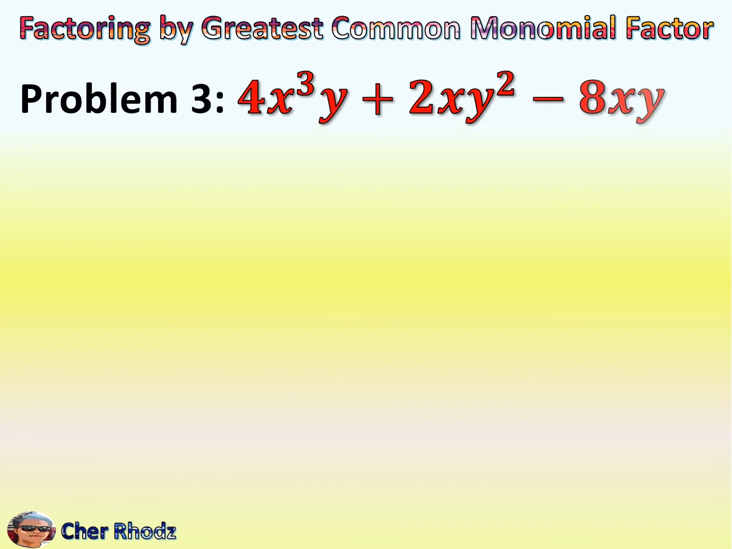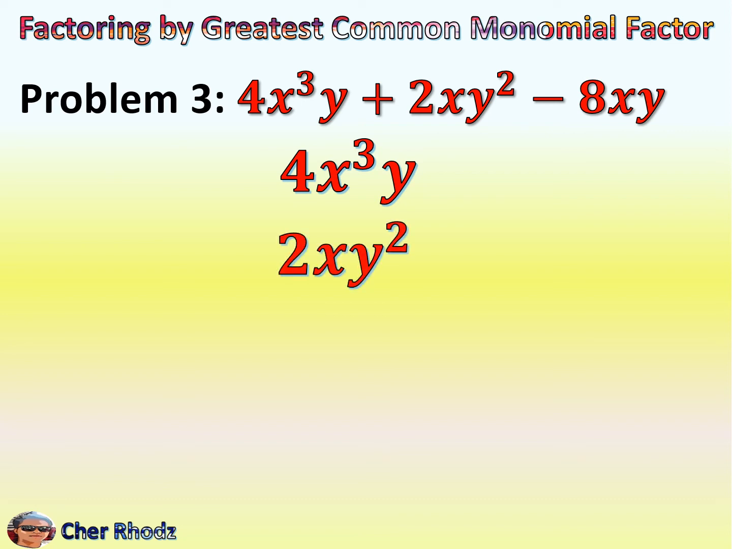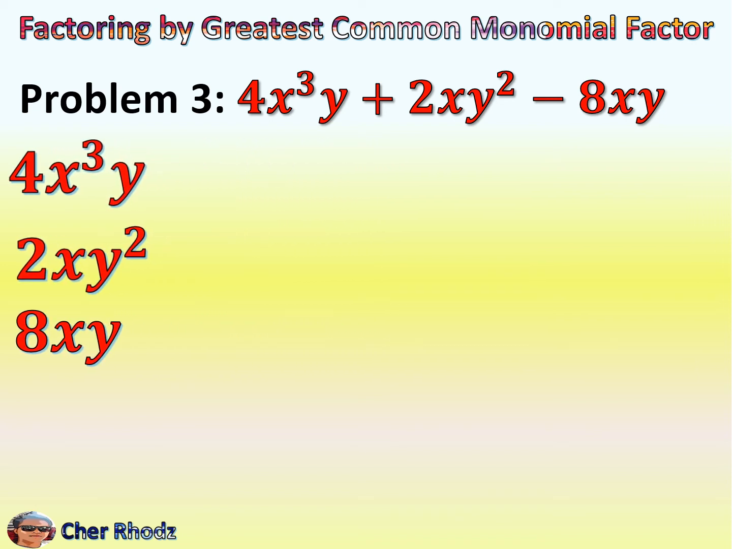Let's have problem number 3. 4x cubed y plus 2xy squared less 8xy. How many terms do we have here? That's correct. We have 3 terms. And they are 4x cubed y, 2xy squared, and 8xy. Now let's get the factors of these terms.